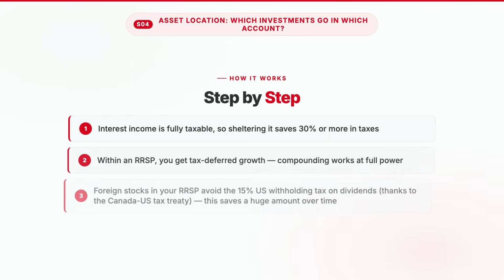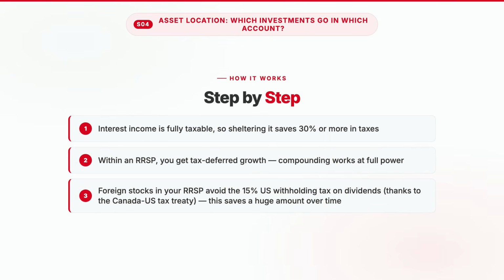Here's how it actually plays out. Interest income is fully taxable, so sheltering it saves 30% or more in taxes. Within an RRSP, you get tax-deferred growth, compounding works at full power. Foreign stocks in your RRSP avoid the 15% U.S. withholding tax on dividends. Thanks to the Canada-U.S. tax treaty, this saves a huge amount over time.